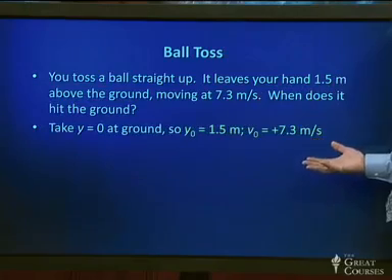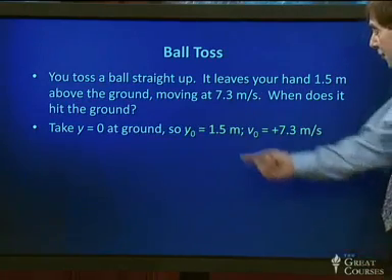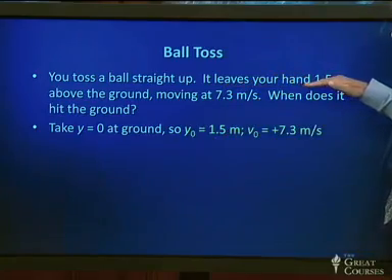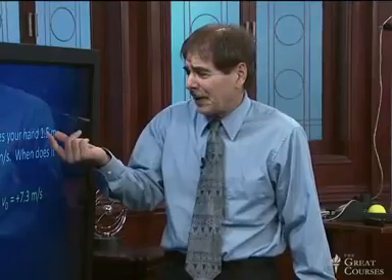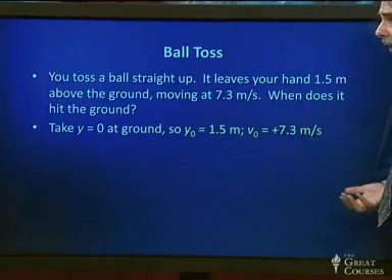Well, let's take y equals 0 at the ground. That seems to make sense. Again, perfectly arbitrary, but we'll do that. So y naught is now 1.5 meters because I tossed it 1.5 meters above the ground. Now, I might have said, why didn't I take y naught equals 0 here? Well, I could have, but then I would have had a harder time expressing the final state because the final state is I want it to be at the ground. The v naught is 7.3 meters per second because that's the speed it was moving at when it left the hand.